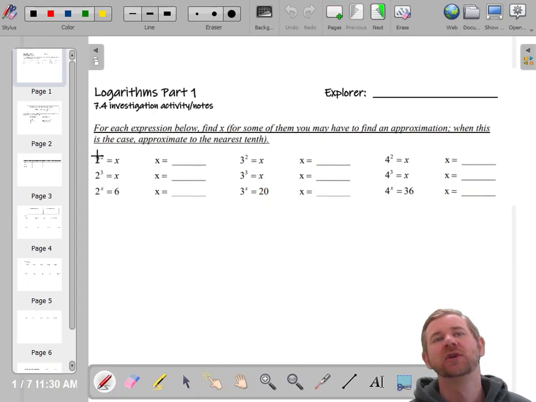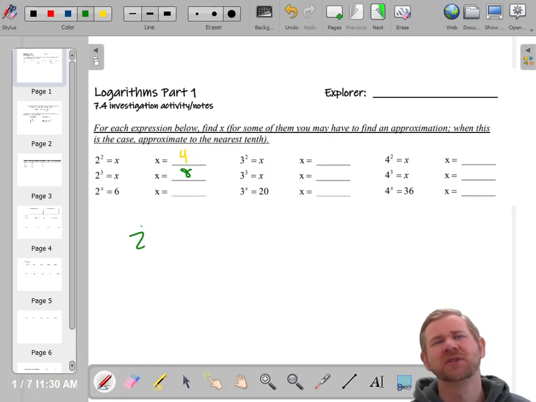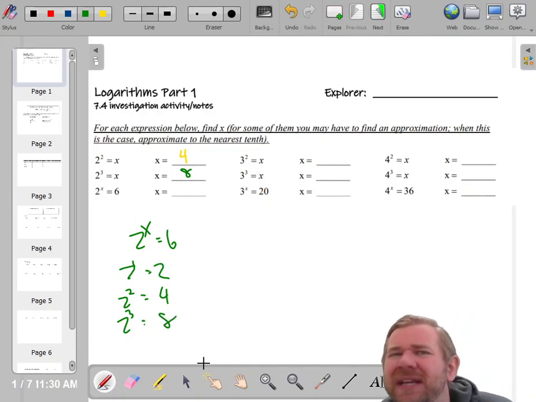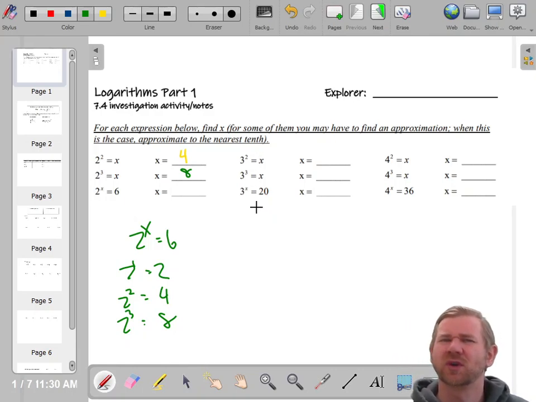If it says 2 to the second power is x, then x is 4. 2 to the third power is 8. And then this says 2 to what power is 6? I'm like, 2 to the first is 2, 2 to the second is 4, 2 to the third is 8. So it must be something in between 2 and 3, but I don't really know what. It's not 2.5, so we'll come back to that one.